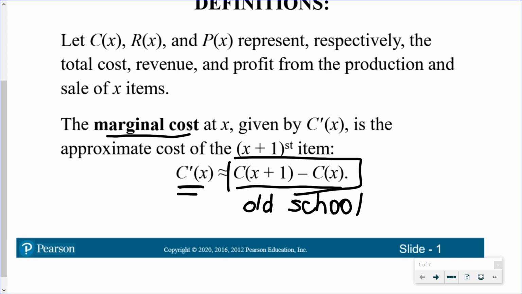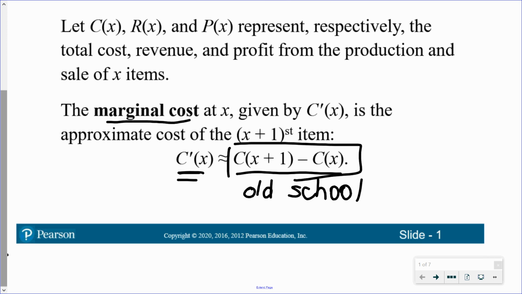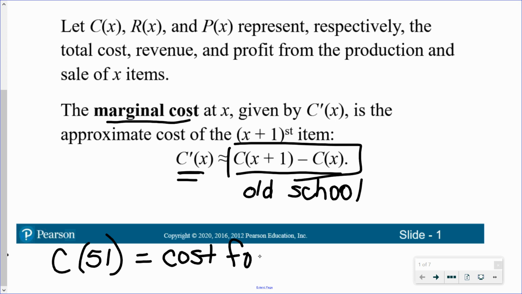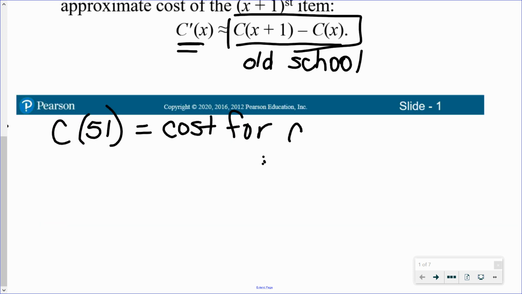The derivative is going to approximate the answer the old school way would give us. So let me give you an example of that. If I take the cost of 51, if I just plug 51 into the cost function, that would give me the cost for all 51 units.